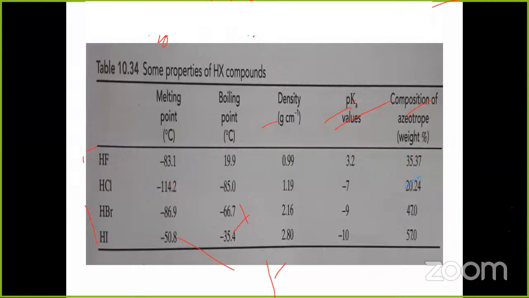And now in this table, we have to see the properties of hydrides. This is the melting point. HF is a liquid, HCl is a gas, and the remaining are solids. Then boiling point values, density, pK value, and composition of the azeotropic mixture. These are the properties to concentrate on: the melting point and boiling point of hydrides.